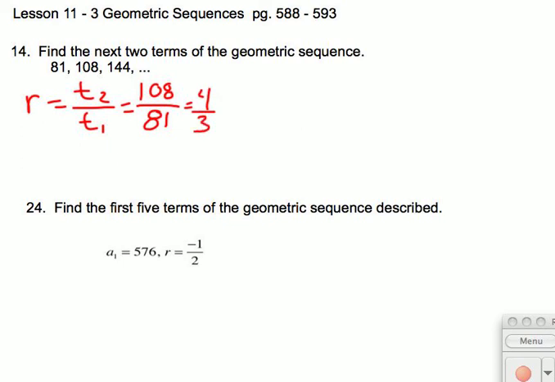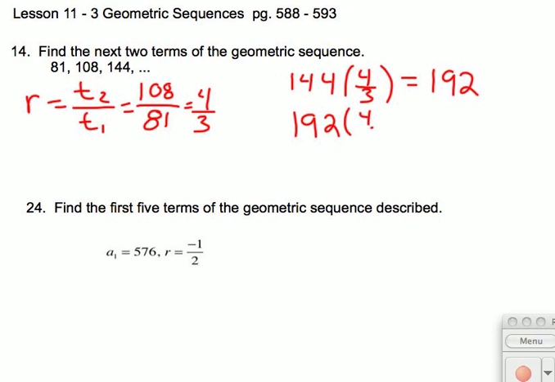To find my next term in the sequence, I take my last term of 144, multiply it by the 4/3, and I get 192. I then take that new term of 192, multiply it by the 4/3, and I come up with 256. So my next two terms are 192 and 256.